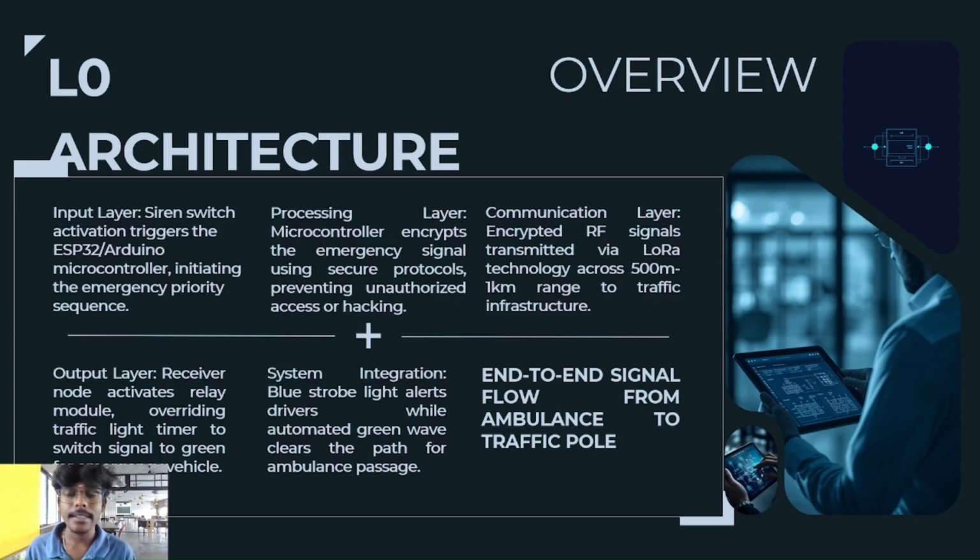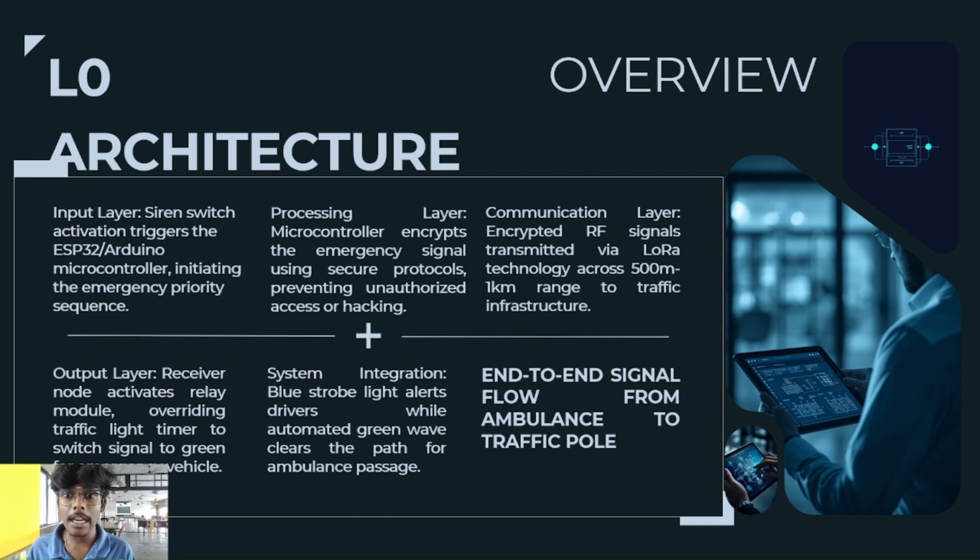In the architecture, what are the things included in the end-to-end signal flow from the ambulance to the traffic pole? What are the things included in this solution? Input layer: siren switch activation triggers the ESP32 or Arduino microcontroller, initiating the emergency priority sequence. Processing layer: the microcontroller encrypts the emergency signal using secure protocols, preventing unauthorized access or hacking.